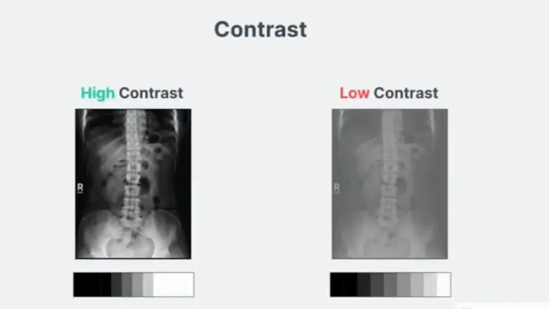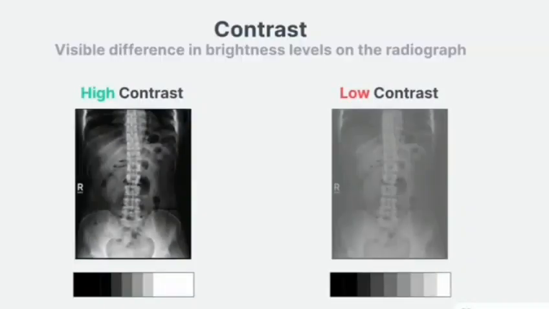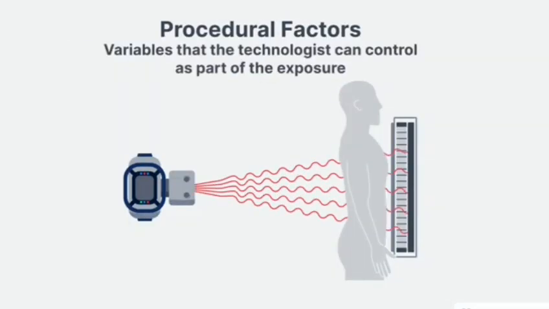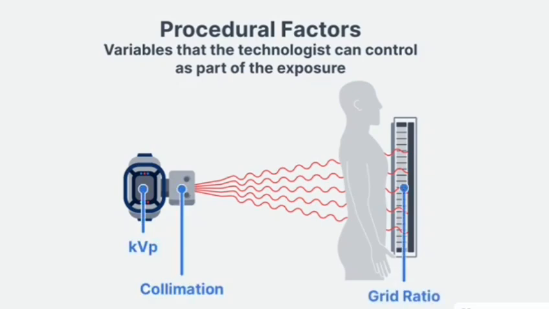First, some definitions. Image contrast refers to the visible difference in brightness levels on the radiograph. High contrast is generally preferable as this makes anatomical structures more easily visible. Procedural factors, in this context, simply refers to the variables that the technologist can control as a part of the exposure. The operator's choice of KVP, collimation, and grid ratio all have an effect on image contrast.